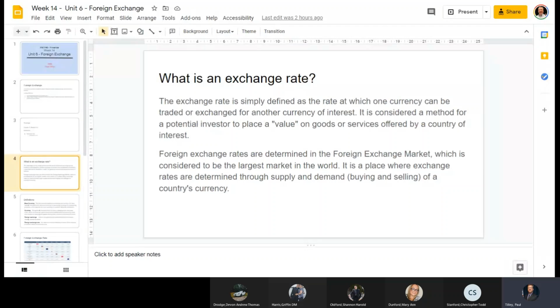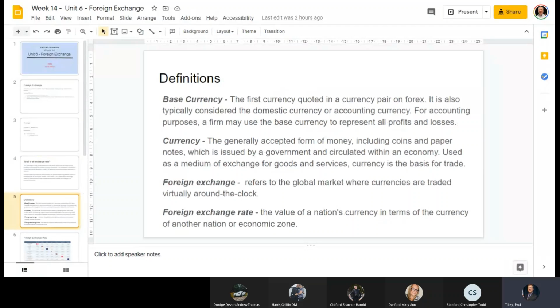Normally we hear terms like base currency, currency, foreign exchange, and foreign exchange rate. Well, the base currency is the first currency quoted. Everything is relative to the base currency. Our base currency in Canada would be the Canadian dollar. The currency that we're exchanging against is the other country's currency. And the exchange rate in particular is the ratio of one relative to the other.